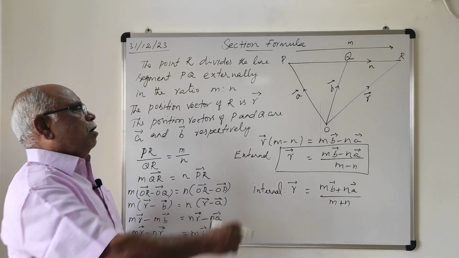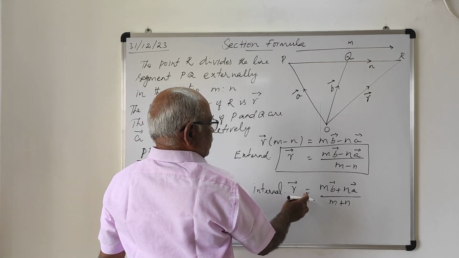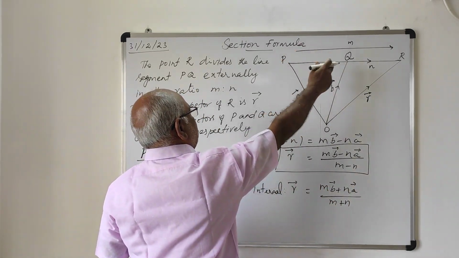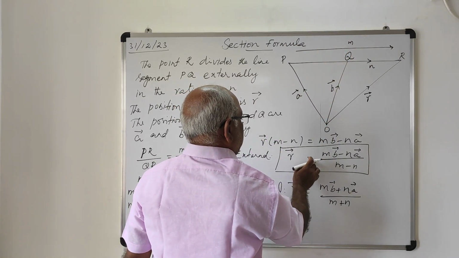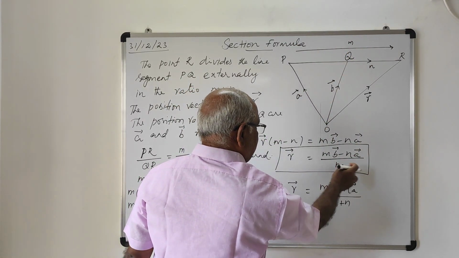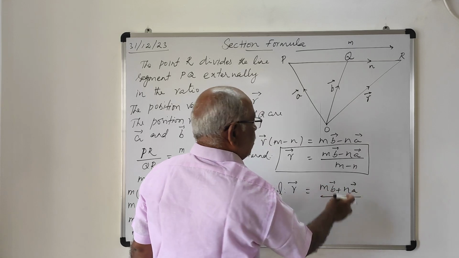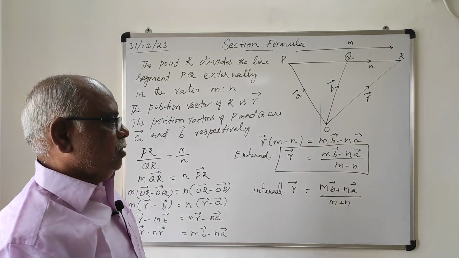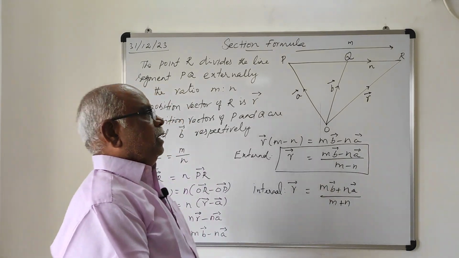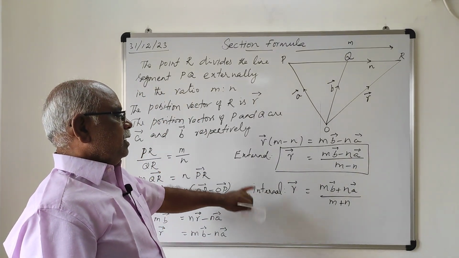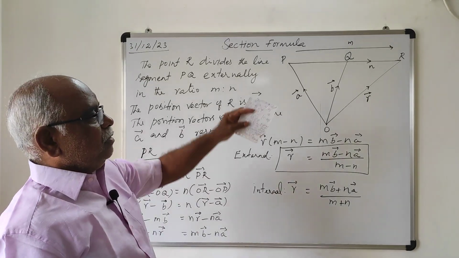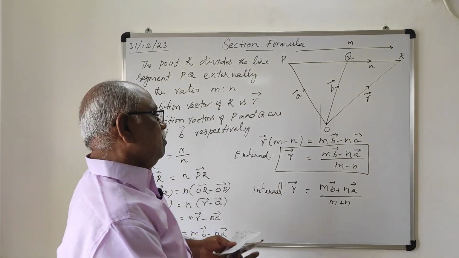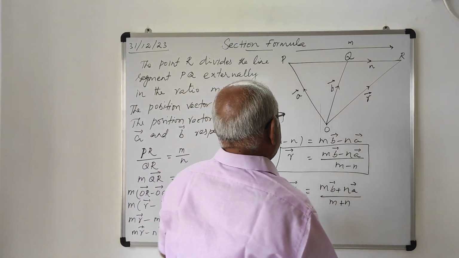So if a point R divides PQ internally, the position vector is m b plus n a by m plus n. If the same point R divides the line PQ externally in the ratio m:n, the position vector of R is m b minus n a by m minus n. The sign of the position vector will be changed. That's all about the internal and external division of the position vector of the given point. Using this idea, we are going to solve one problem in the textbook given.